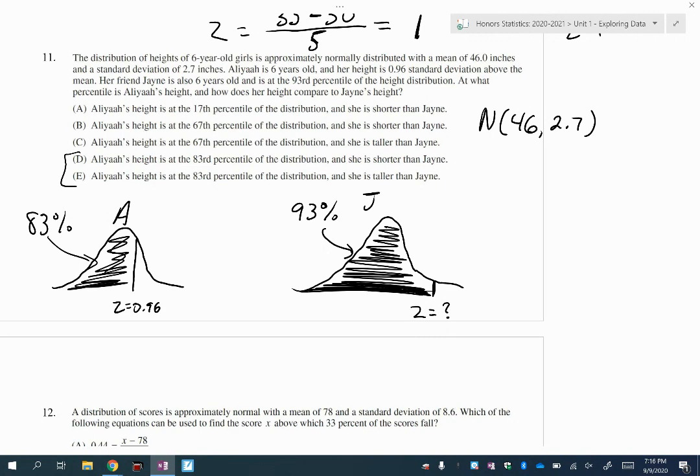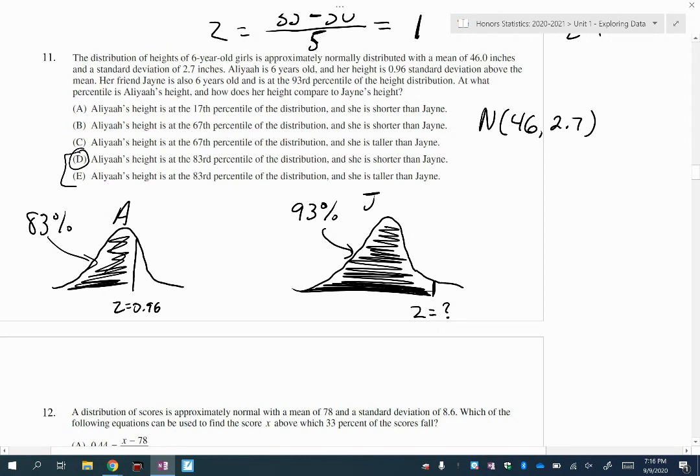Now, you can do more work if you want. You can find the z-score for Jane if you'd like, but I know that Jane has to be taller because Jane is in a higher percentile. So the closer your percentile is to 100, in this case, the taller that girl would be. So I know that the answer is D. Aaliyah is shorter than Jane, okay?